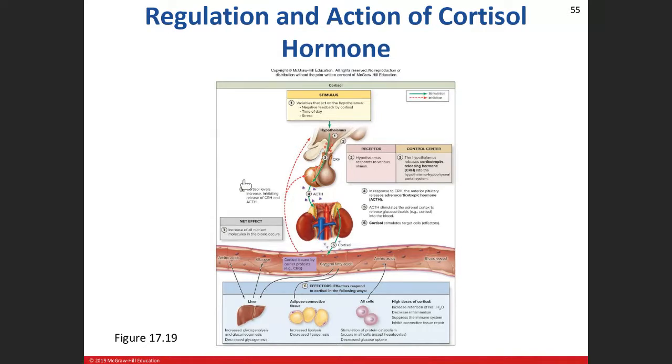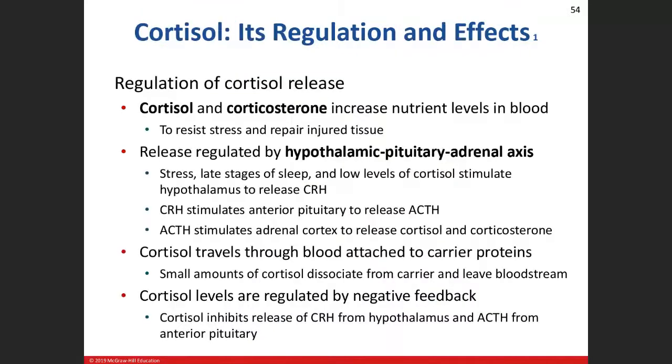What will happen? Let me go back one slide. I have a tendency to skip around here. Let me go back and finish this slide up for you folks. Once cortisol is released, it's going to travel through the blood, and guess what? It uses carrier proteins, which is good, right? Because what happens with carrier proteins? They prolong the life of the hormone, which is what we want, especially when we're in a stressful situation.